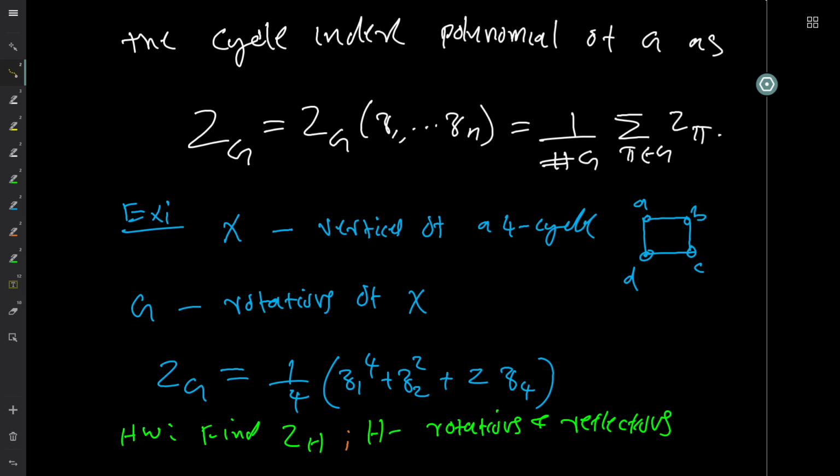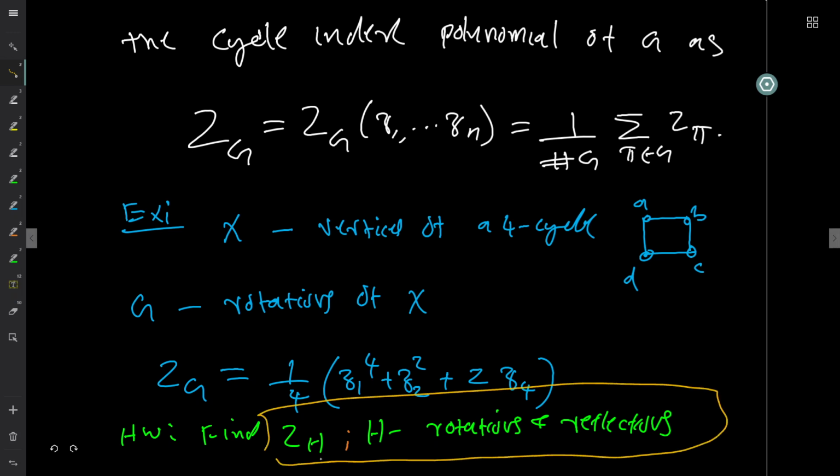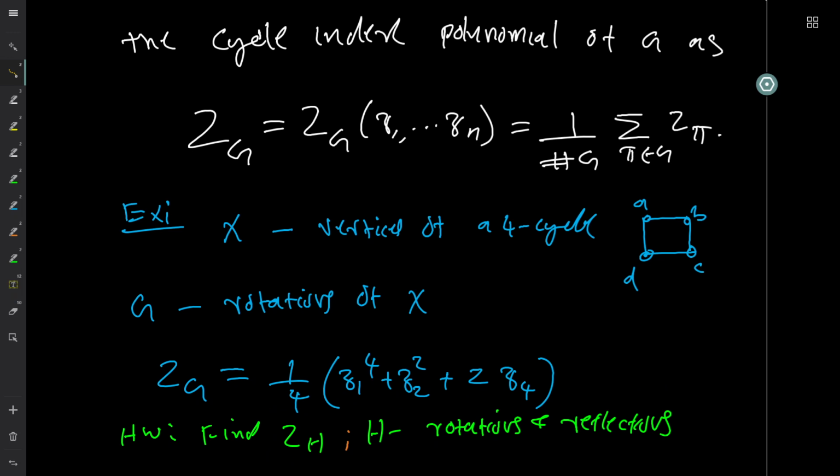Now, as homework, you can look at the example to find Z_H, where H is the group of rotations and reflections. So instead of just the rotations, suppose we also allow reflections; then find Z_H as homework.